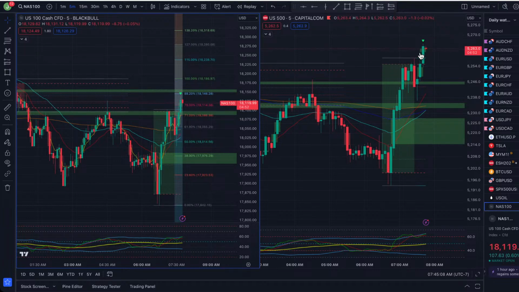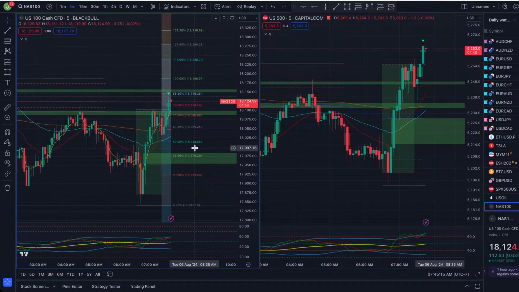Okay, so we got our confirmation. Now we want to see it bounce off of some key levels to let us know this thing wants to go up and push past this golden zone.